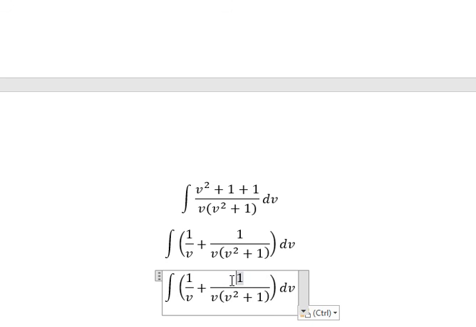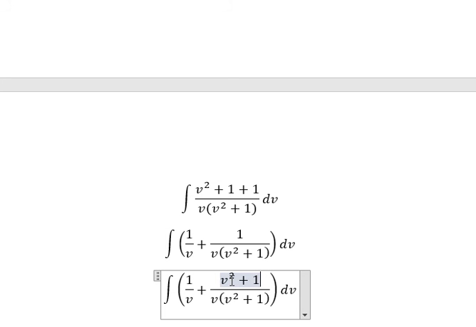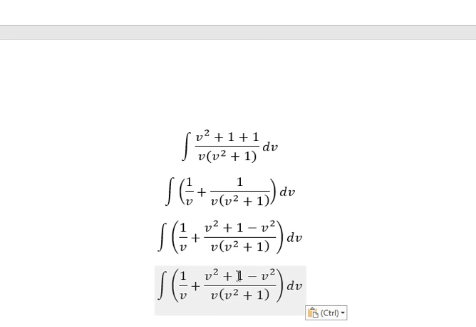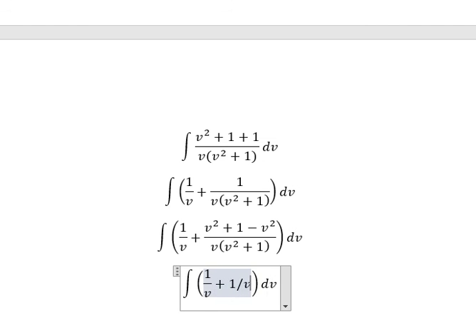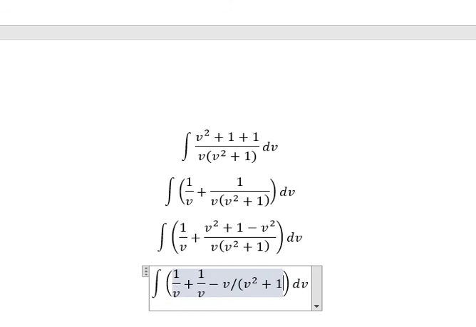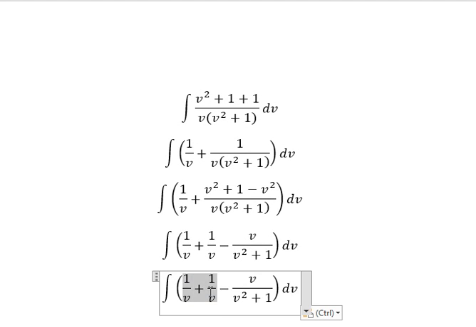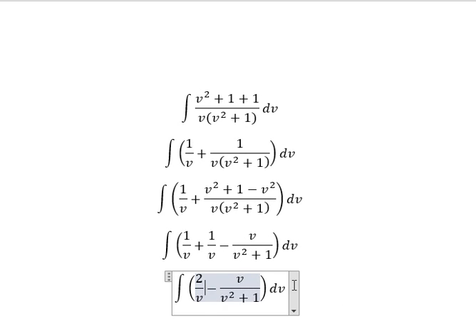Next, I will add v squared in here. Later we need to minus v squared. So v squared plus 1 divided by v squared plus 1, v squared divided by v. So we have 1 over v minus v over v squared plus 1. So this one you get 2 over v.